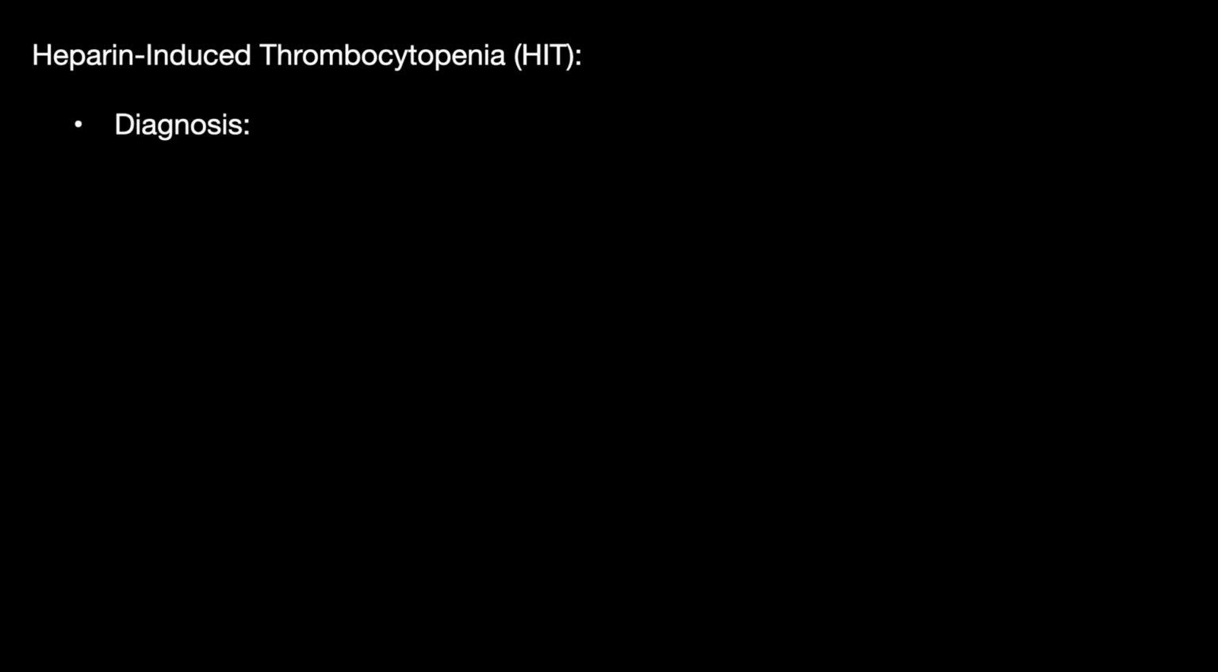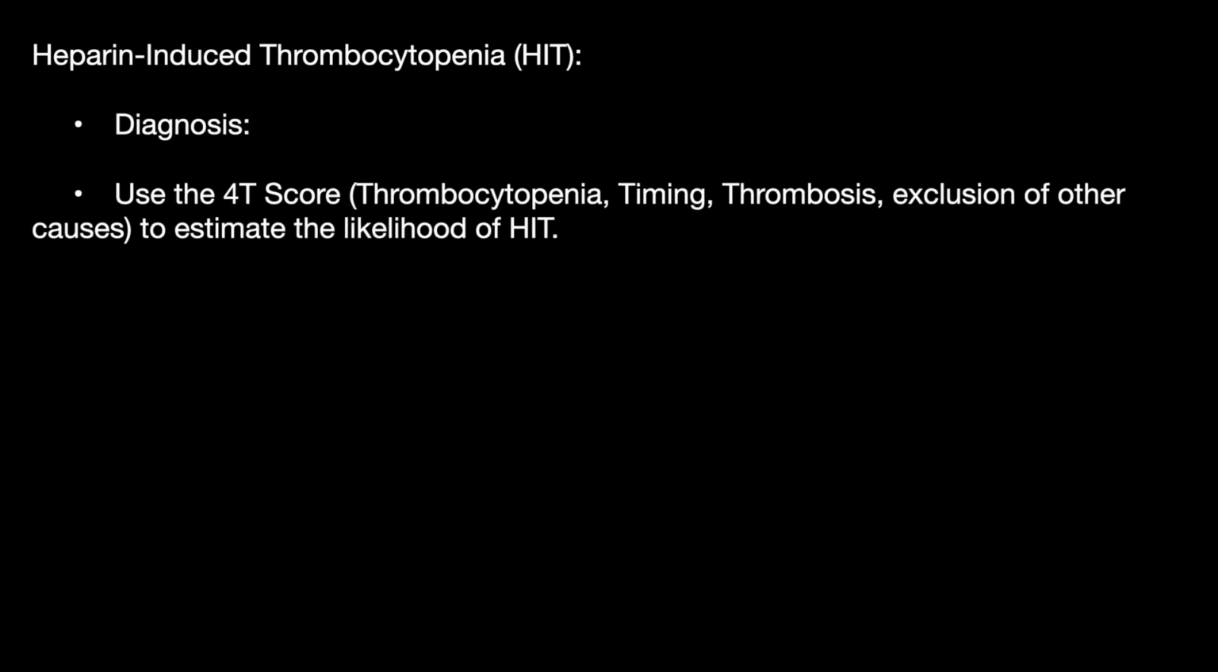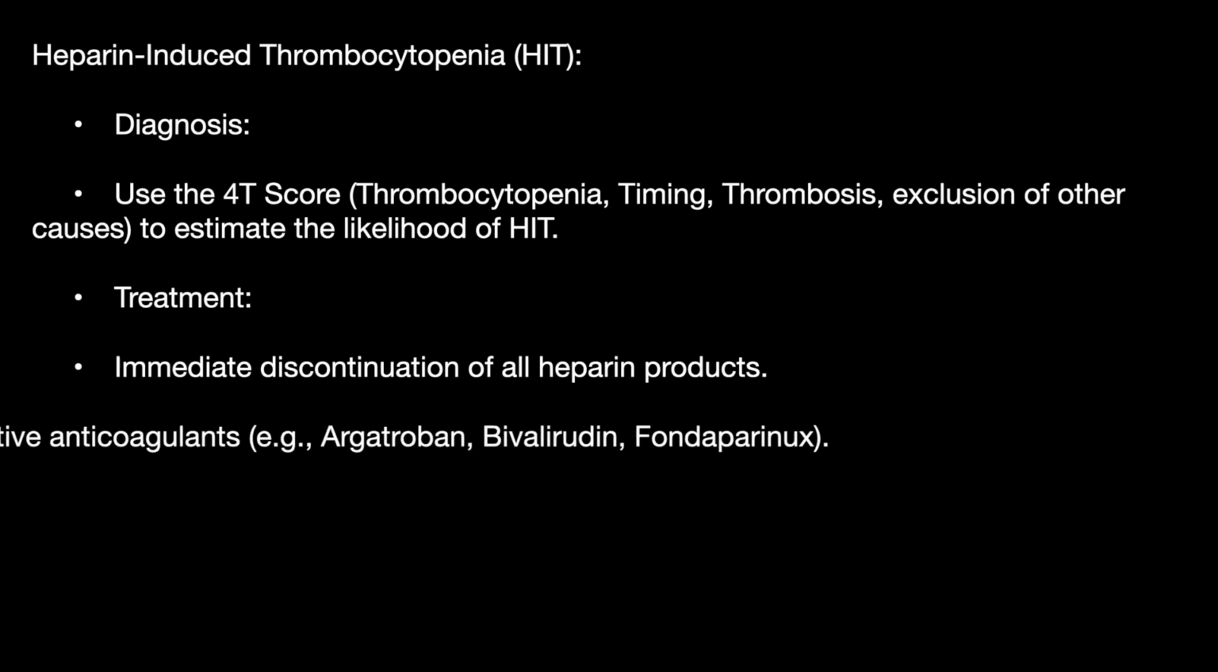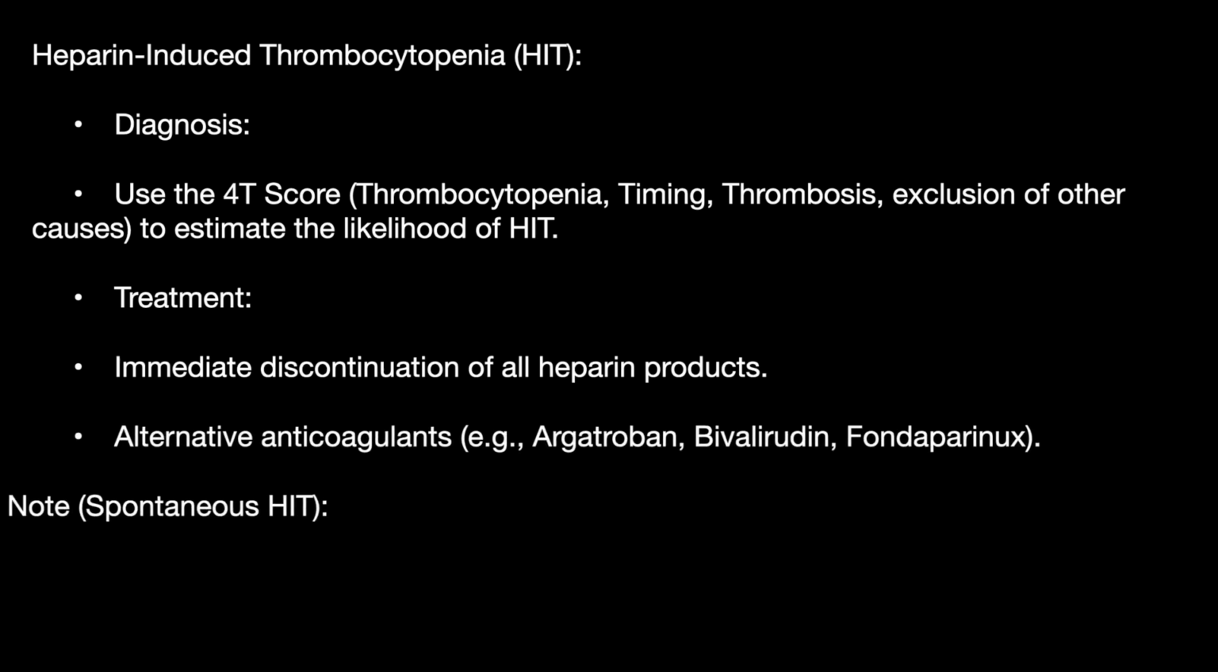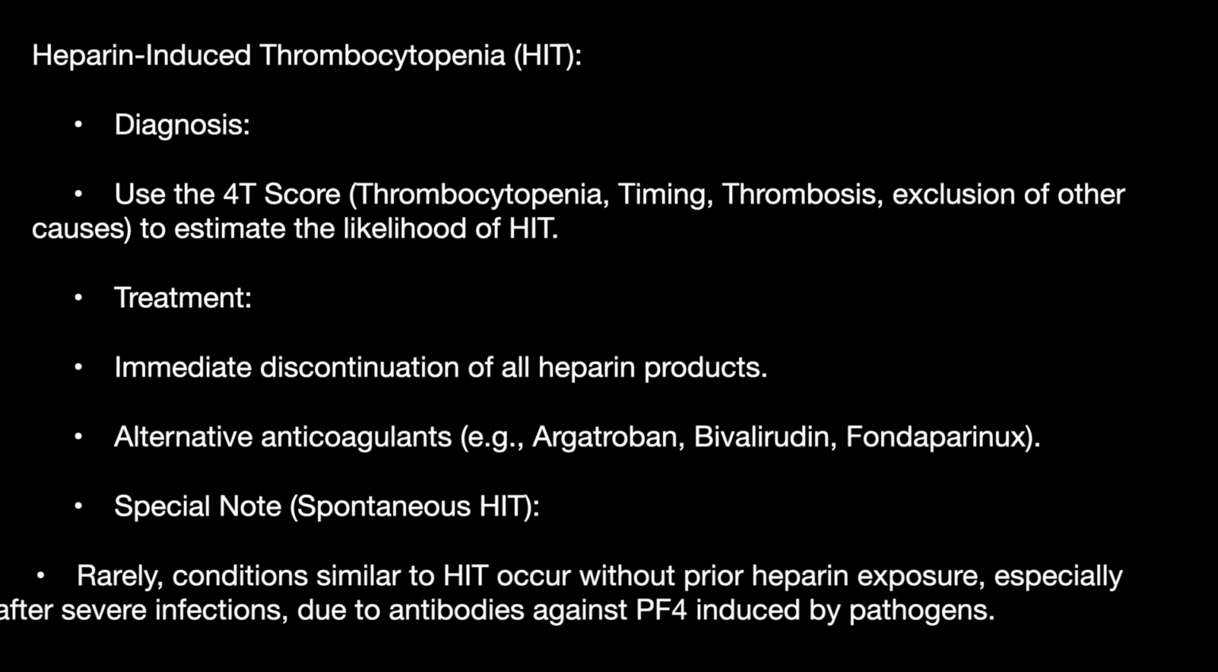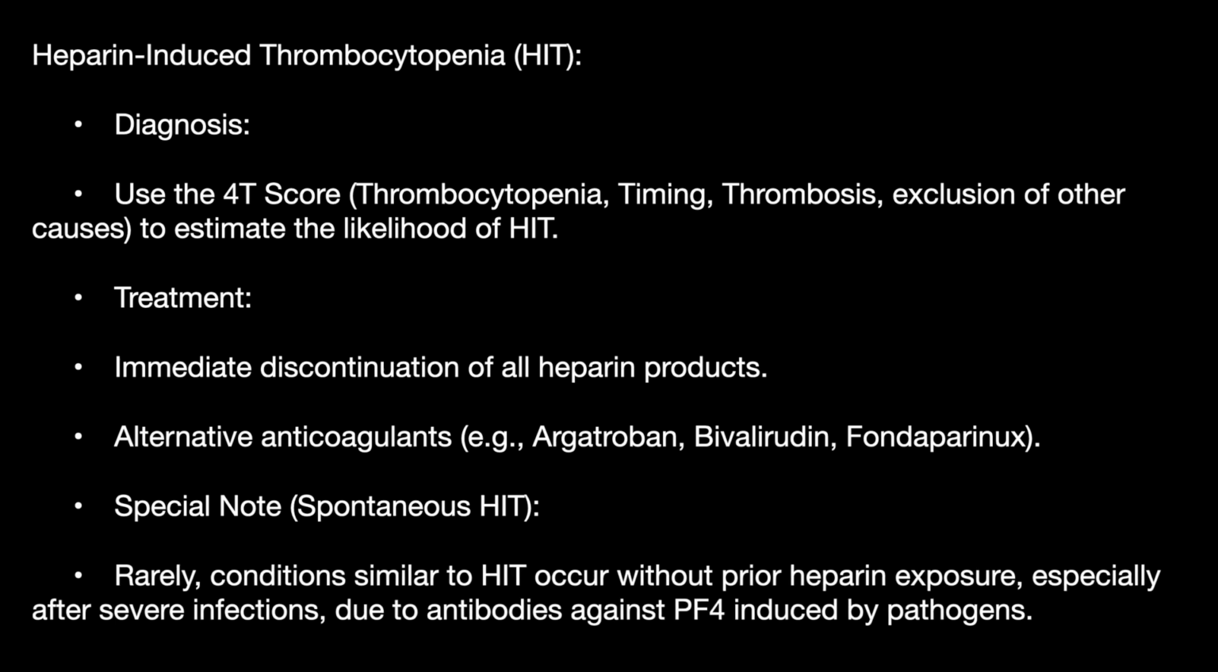Finally, for the diagnosis, you use the 4T score, that is thrombocytopenia, timing, thrombosis, and exclusion of other causes, to estimate the likelihood of it. Treatment is stopping the heparin products, and alternative anticoagulation is to be used. Special note regarding spontaneous HIT: it is a rare condition similar to HIT that occurs without prior heparin exposure, especially with severe infections, due to autoantibodies against PF4 induced by pathogens.